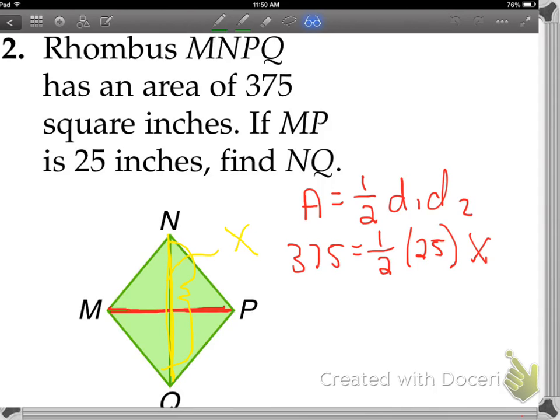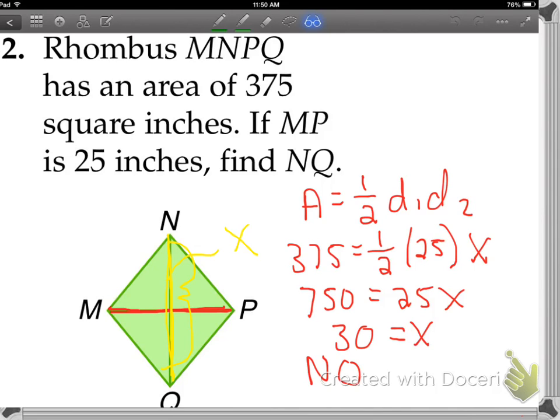Do what you like. This time I'm going to multiply both sides by 2. If I do that, the left side becomes 750, and the right side is just 25x. After I multiply the right side by 2, the 2's cancel. Now divide both sides by 25, and you get your value of x. And the answer is 30. So NQ, which is what they wanted to know, is 30, and since we started off with square inches, this should be inches for its measurement.